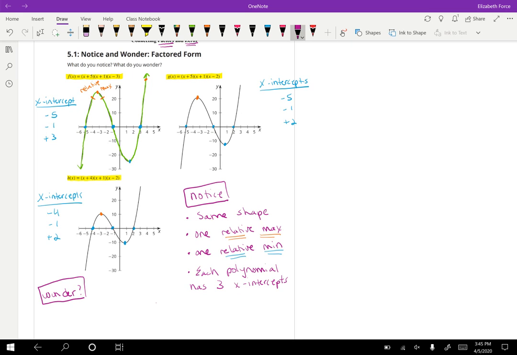Since this lesson is focusing on the factors and the zeros, I wonder how my x-intercepts are related to the factors and zeros. And as we work through this lesson, you're going to be able to answer this question.